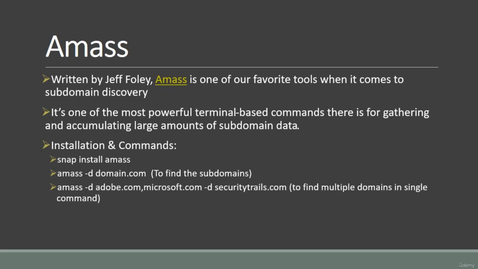So the first one is snap install amass, then amass -d domain.com. You can check these things. And then amass -d adobe.com. You can find out the subdomains of multiple targets. So this is one of the benefits of Amass. Let me show you the next one.